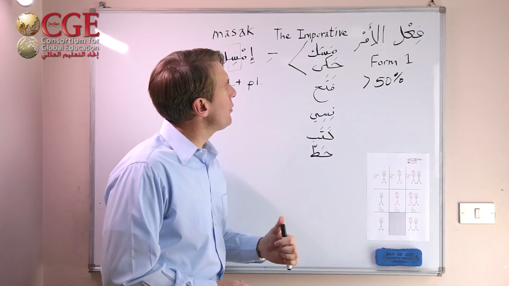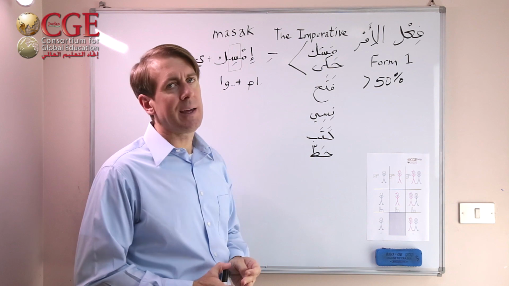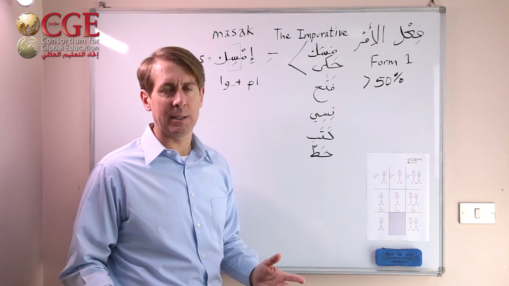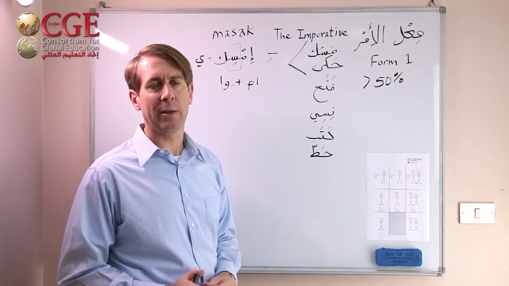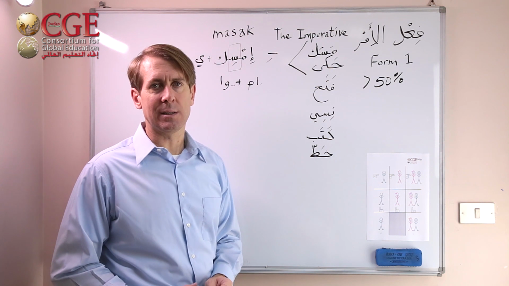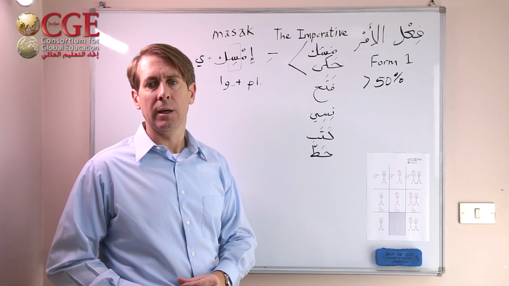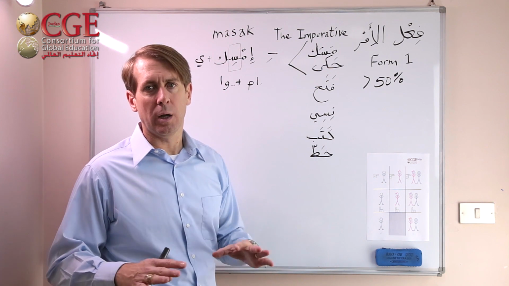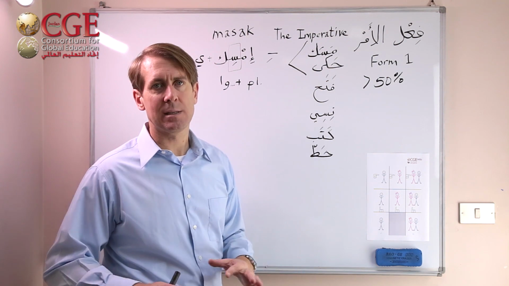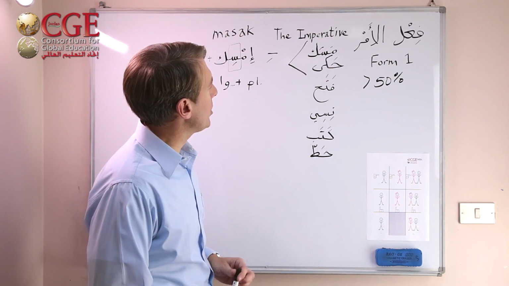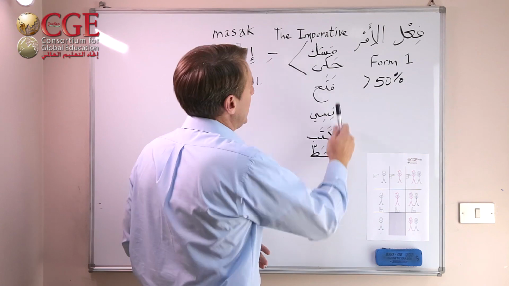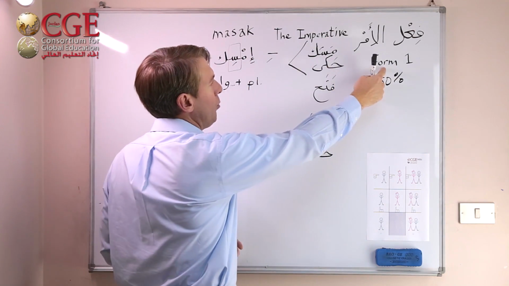Fi'l al-amr is basically the present tense of a verb, but in a command form. Those of you that are interested in verbs, which every Arabic student should be highly interested in, because without the verb, there's no success in Arabic. The verb is the foundational block, the asas, of the whole Arabic language. Today we're going to talk about the imperative from the side of Form 1.